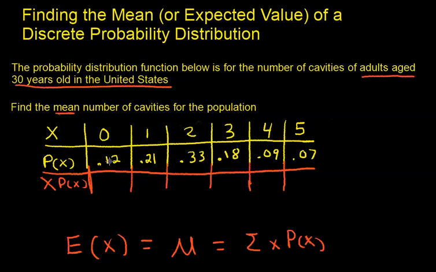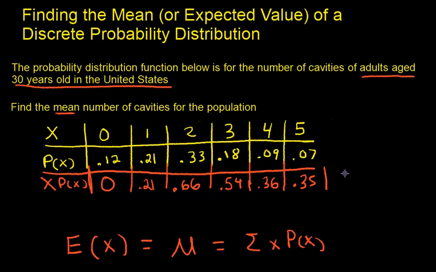All right, so go ahead and multiply p times x. That would be 0.12 times 0, so that's 0. 0.21 times 1 would be 0.21. 0.33 times 2 would be 0.66. 0.18 times 3 would be 0.54. 0.09 times 4 would be 0.36. And lastly, 5 times 0.07 would be 0.35.